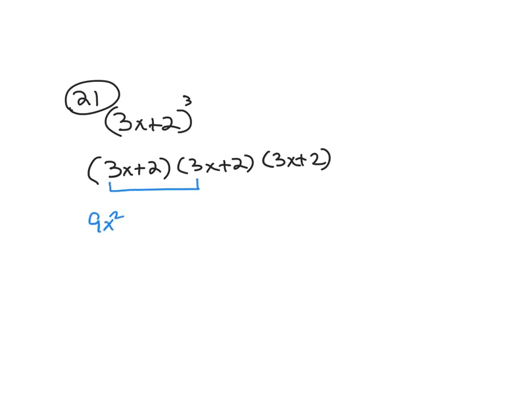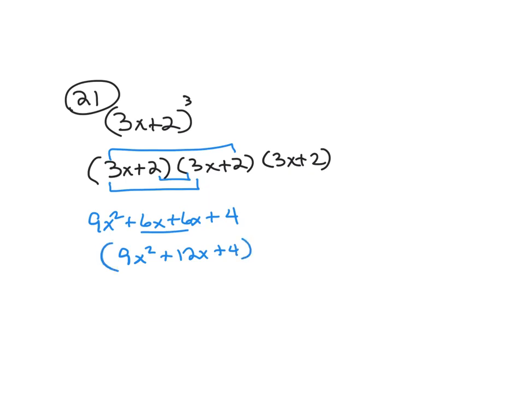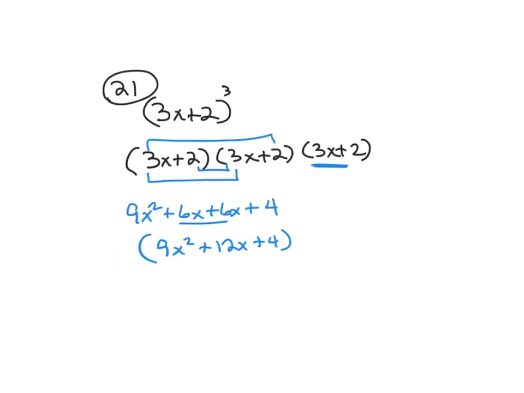9x squared. Outside gives me 6x. Inside gives me 6x. And then last gives me plus 4. I'm going to add the middle terms. 9x squared plus 12x plus 4. And now I'm going to take the third one and I'm actually going to distribute it. So let me just put it in the front so I have fewer things to distribute.